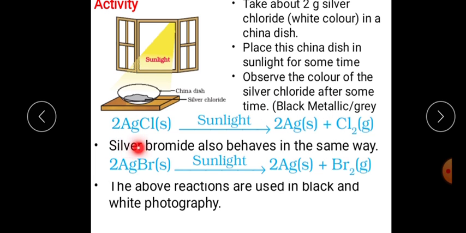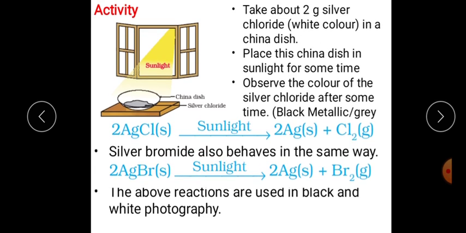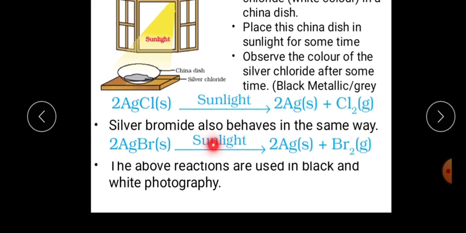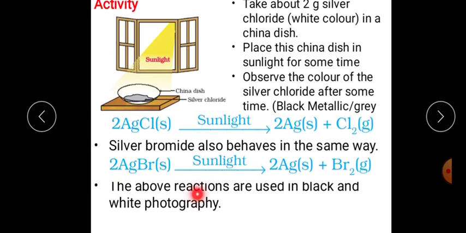Silver bromide also behaves in the same way as silver chloride. This is the reaction which explains how silver bromide gets decomposed into silver as well as bromine in the presence of sunlight. The above reactions are used in black and white photography.